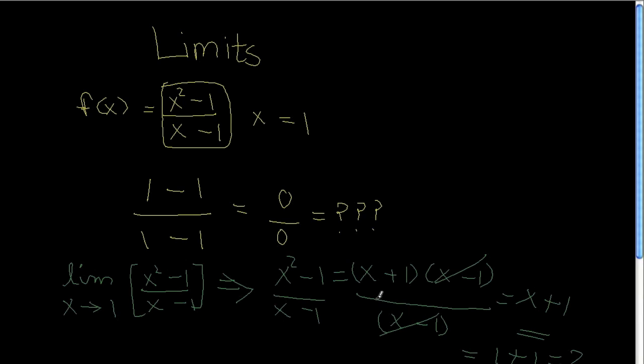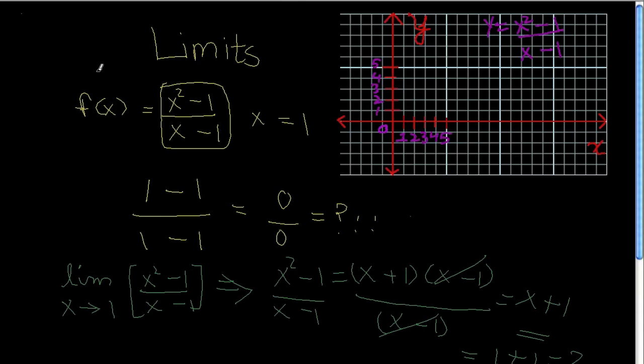Now what this actually means is that when x equals 1, the function is not defined, but as x approaches 1, the answer approaches 2. Now we can show it graphically.